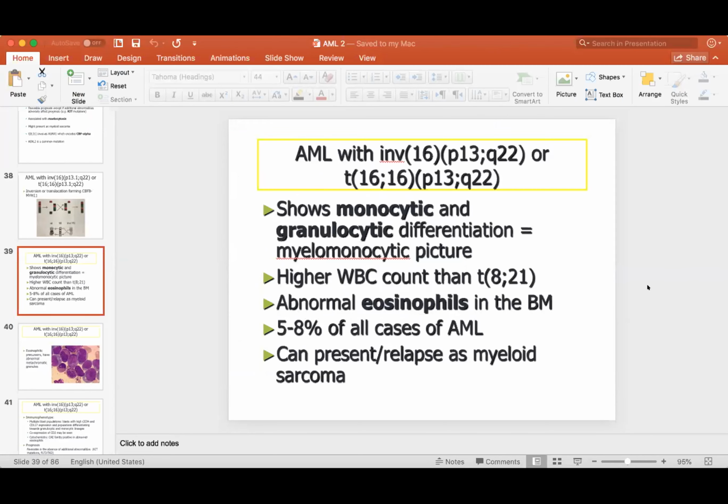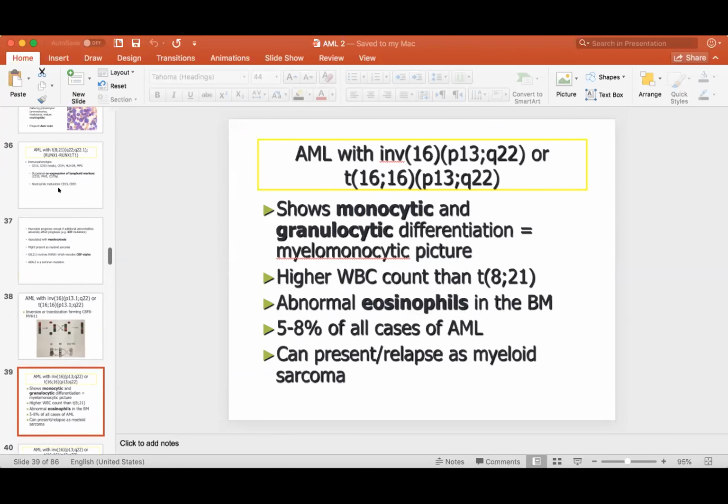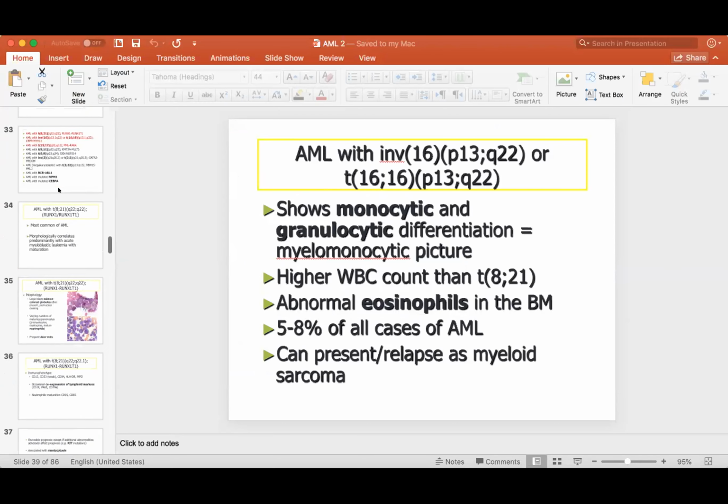Okay, I'm going to exit the full screen. Apparently it's slower when it's full screen.